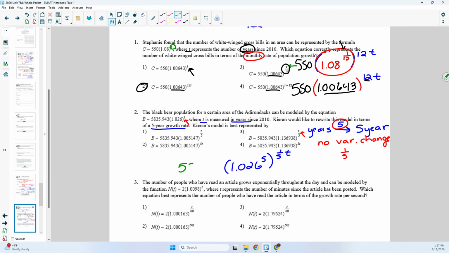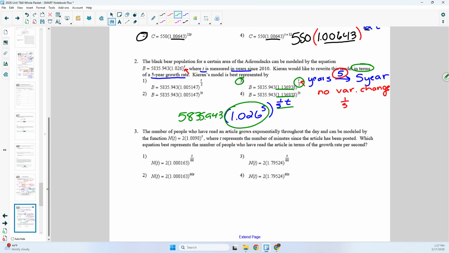And that start number is just always going to go in front. Now to reveal the 5-year growth rate, or in terms of a 5-year growth rate, I need to type this in to see what number is going to show me my 5-year growth rate. If I type that in, that is going to give me this number. And I notice I want the t over 5, right, the 1/5 t, so it's going to be choice 3.